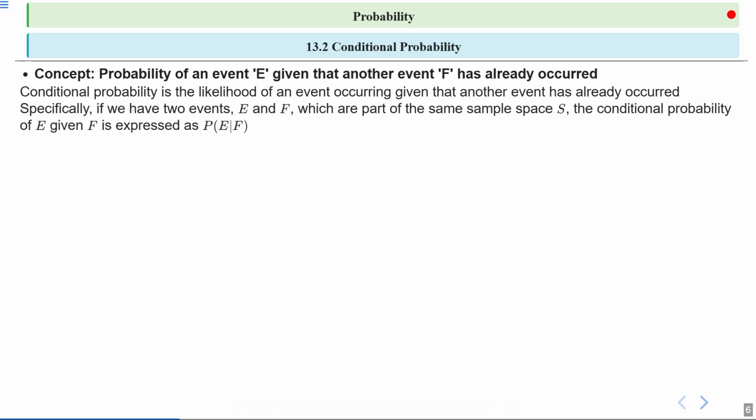Especially if we have two events E and F, which are part of the same sample space S, the conditional probability of E given F is expressed as probability of E upon F, right? Okay.